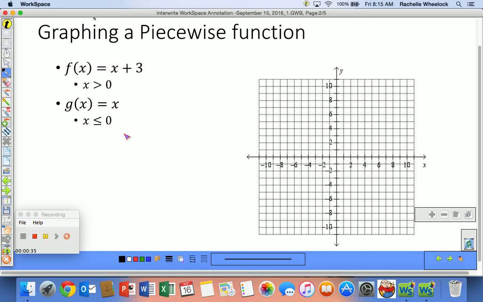So our first equation, f of x equals x plus 3. My y-intercept is positive 3, and my slope is up 1 over 1. So I'm going to draw this line.